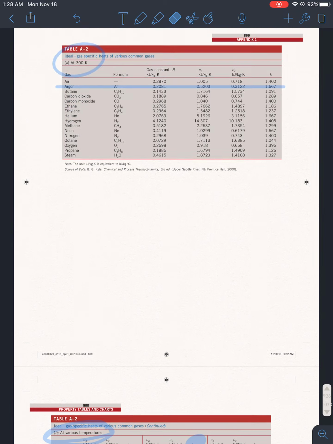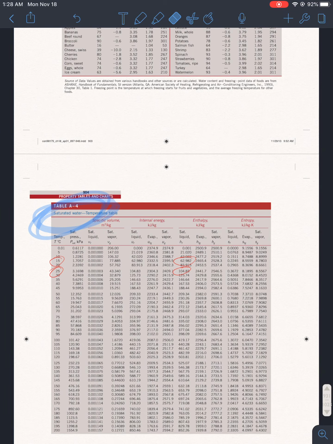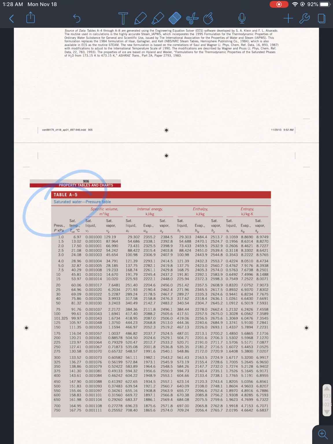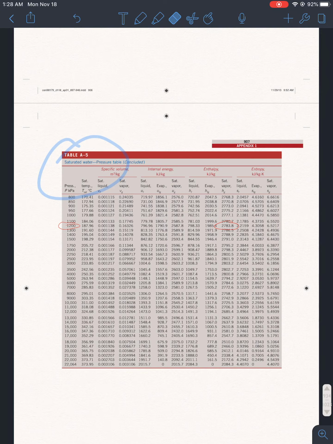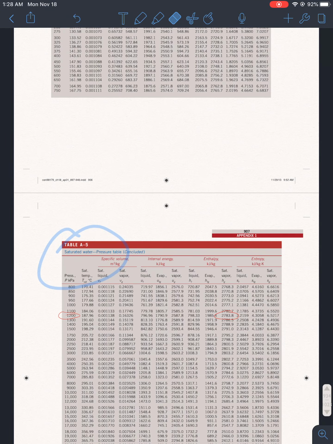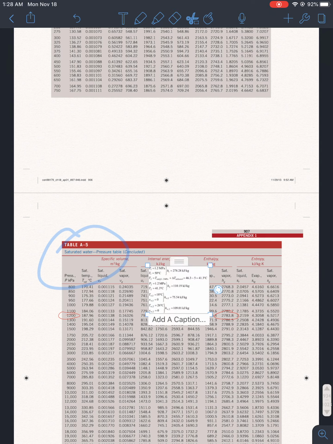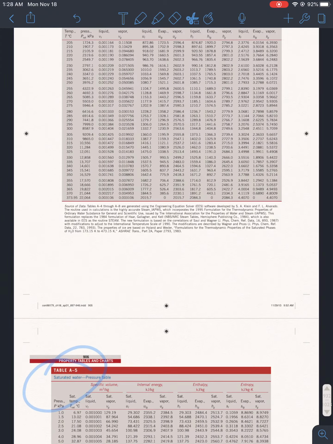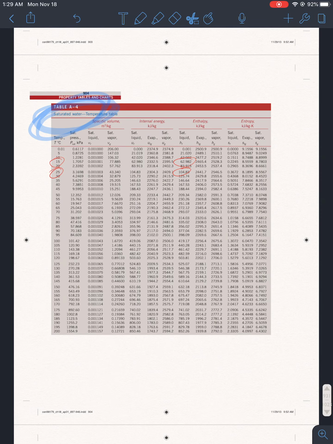Where's supercooled? Come on, man. Saturated water. Is that what it is? We are looking at 18 Celsius and 26 Celsius and atmospheric pressure. Here we are.